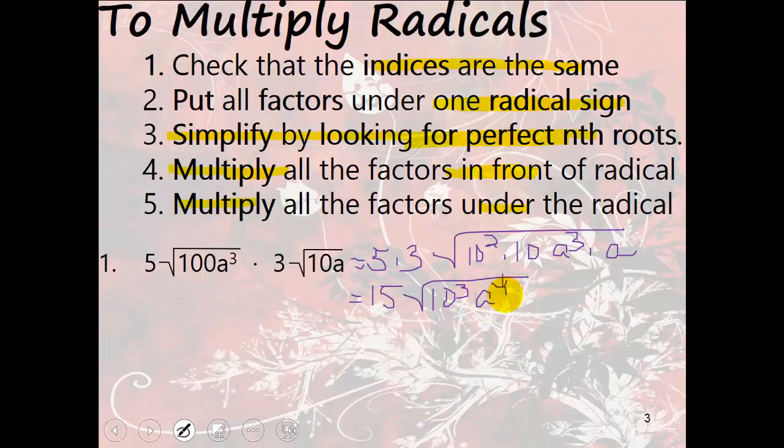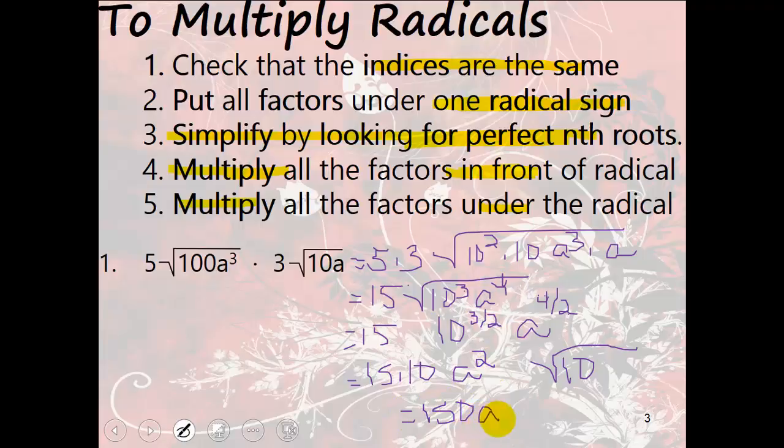Now I'm going to apply my power over index. So I'm going to get 15. This becomes 10 to the 3 over 2, a to the 4 over 2. So I can pull out one group of a pair of 10s. So this is going to be 15 times 10, and then I'm going to have still a single 10 underneath the radical. This is an even divide, so I just pull out an a squared. So I get 150 a squared root 10.